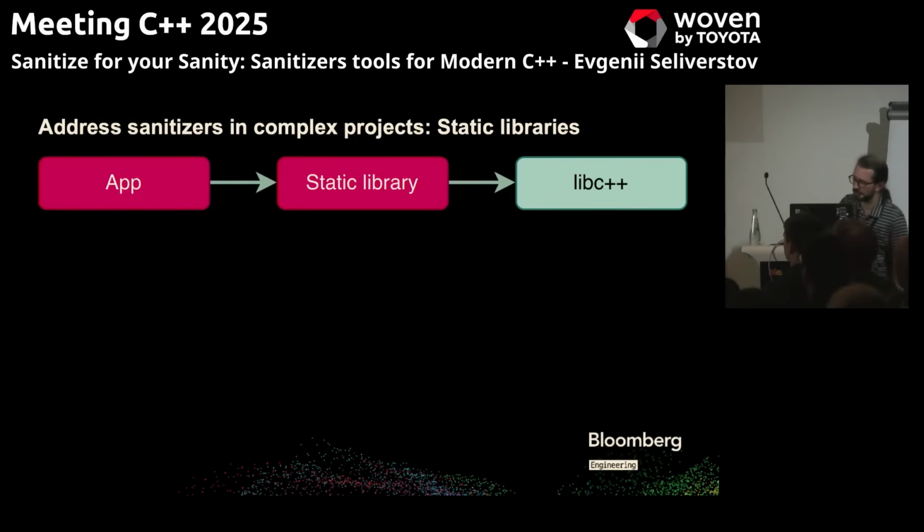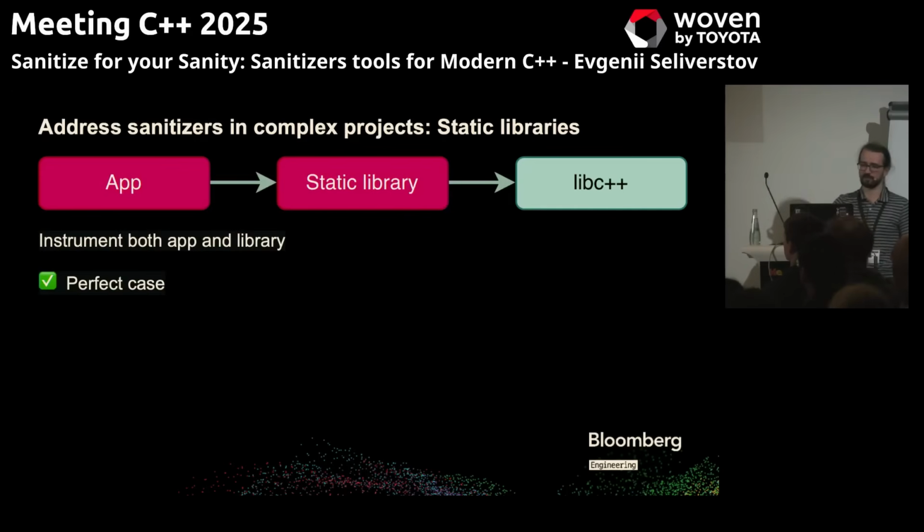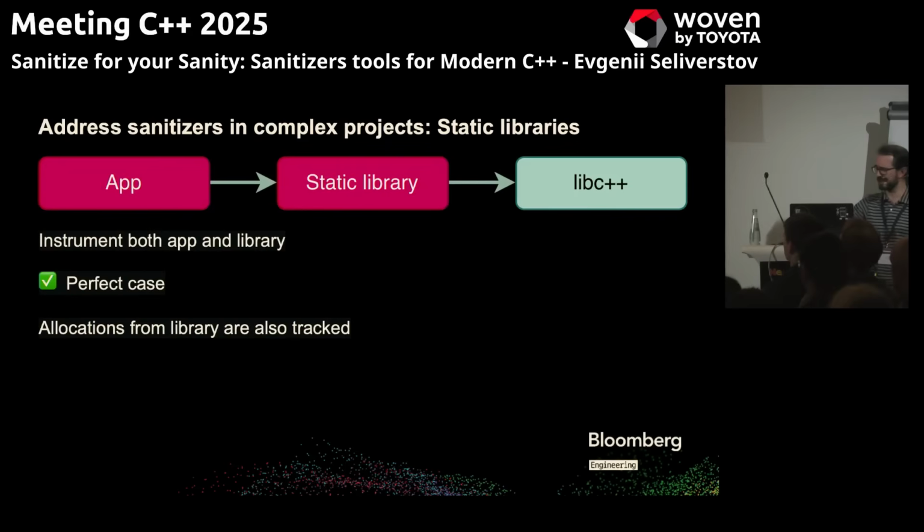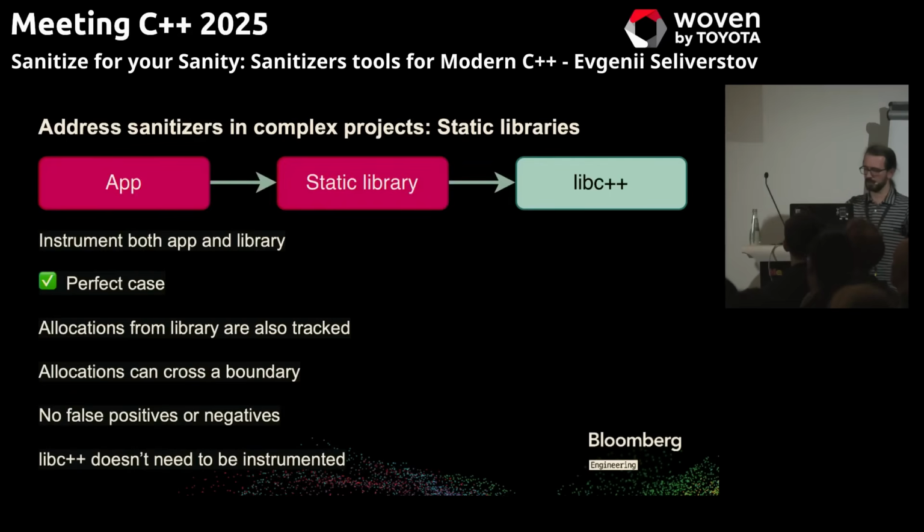So if you instrument both the app and the library, it works perfectly for a static library. It's a perfect case because all the locations from the library and from the application are tracked. So we cannot miss a thing, right? No false positives, no false negatives, which is also a good thing. And we don't instrument libc++.